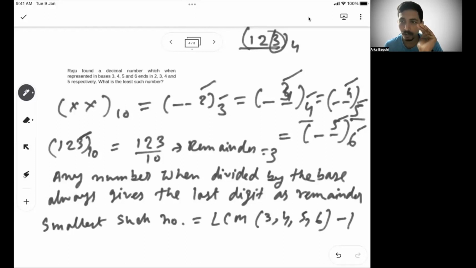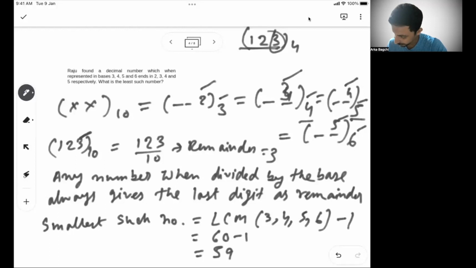This is a theorem we covered in number system. Again I'm repeating, whenever a number is divided by a set of numbers and in every case you get a remainder for which the gap between the divisor and the remainder is the same in every case, then the smallest such number is the LCM of the divisors minus the gap. In this case it will be 60 minus 1, or 59. 60 is the LCM of 3, 4, 5, 6, and the smallest such number is 59.